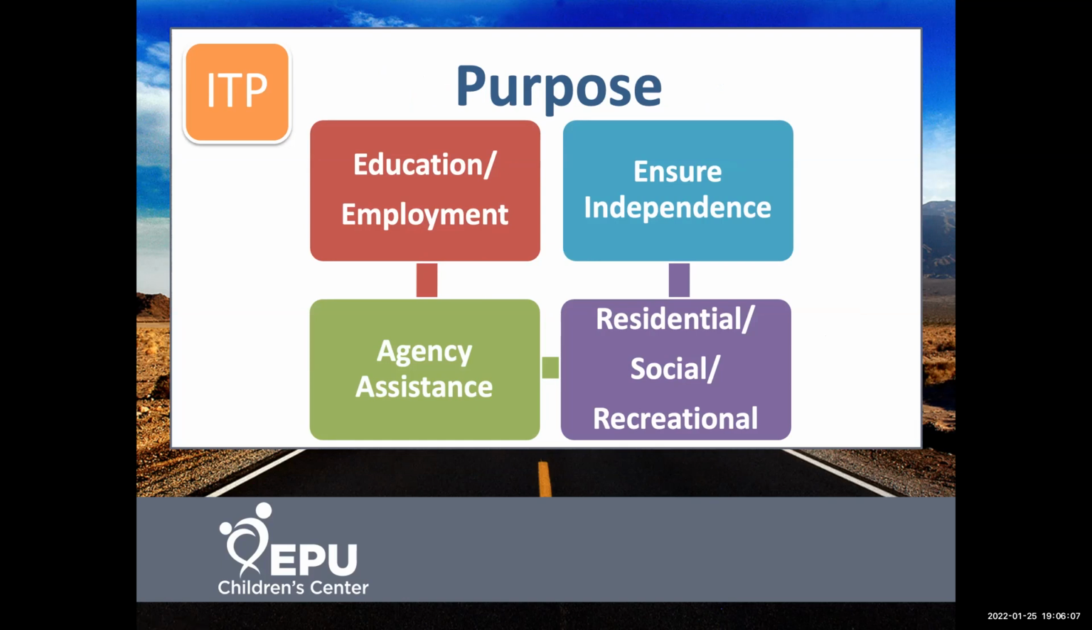The purpose of that transition plan is really to look beyond school. Education is a component of it, but we're looking at future employment, how that child is going to be independent moving forward in the future, whatever level of independence that is for your child, because every child is going to have different levels of independence. If they are going to be connected with an agency and get some agency assistance, like Nick mentioned, DOR or other agencies. And then we also look at life skills for living moving forward, the residential pieces, the social component, how they're going to get along and work and play in their community.